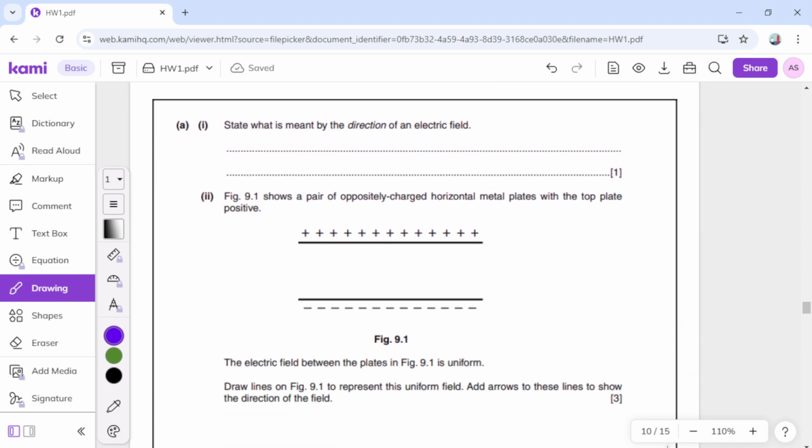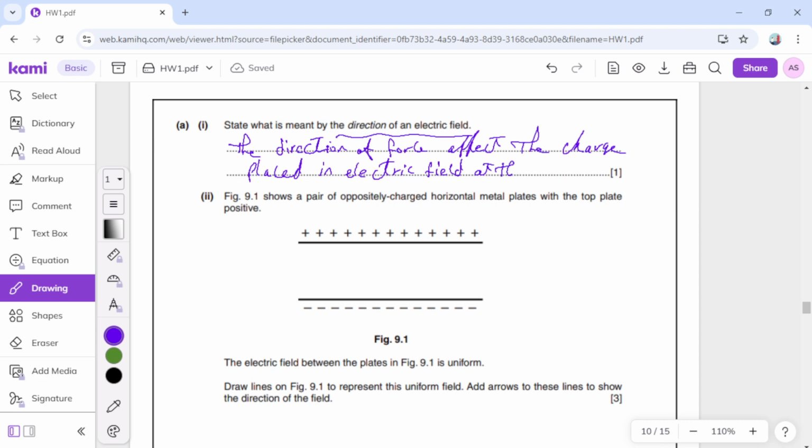State what is meant by direction of electric field. Okay, this is a definition, and I said this is the direction of force affecting the charge placed in electric field at this point.